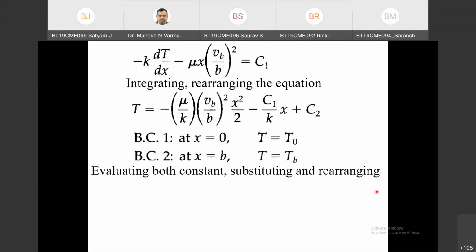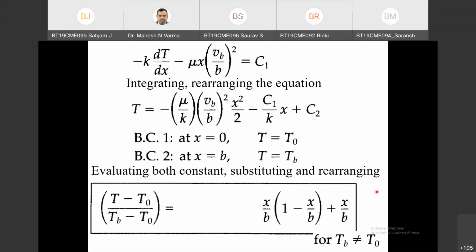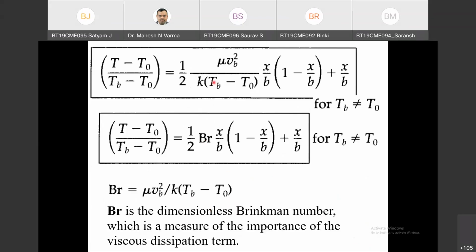Substituting this boundary condition and evaluating the constant, this will be the temperature profile when TB is not equal to T0. This is the temperature profile with this boundary condition. And this is called the Brinkman number: mu VB square by K times (TB minus T0).